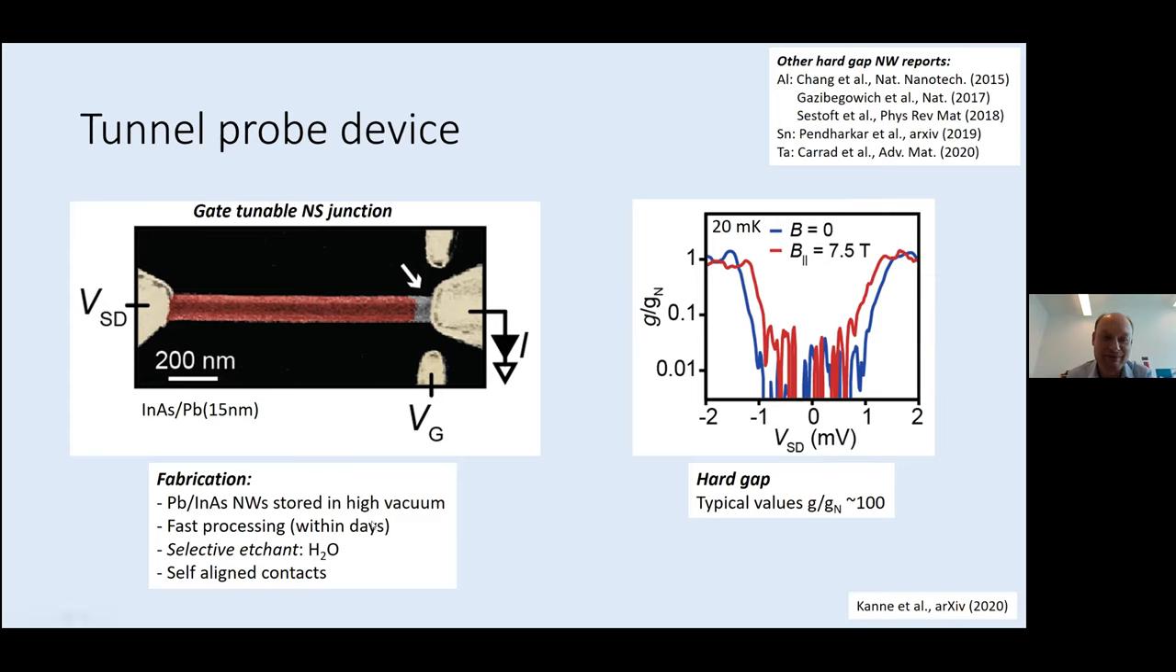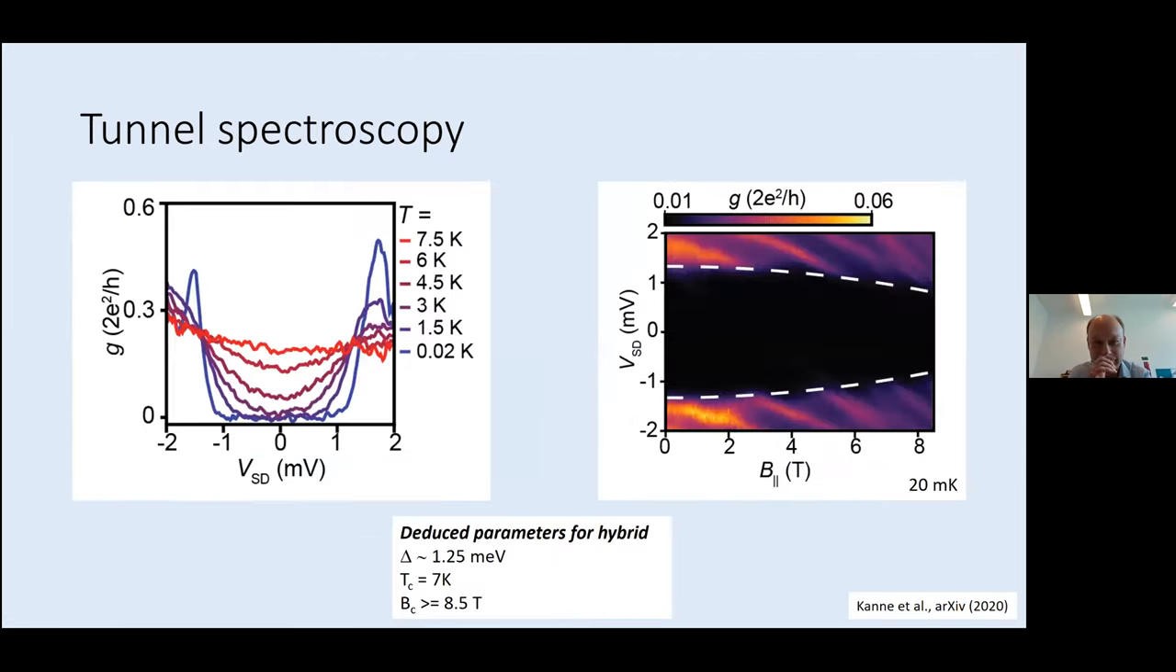And one of the interesting parts is that the selective etchant here for lead is actually water. So you don't need any very aggressive chemical, and you can make these self-aligned junctions here, which is a tunnel probe. The results are shown here to the right, where the conductance versus source drain is given. You can see you develop a gap here in the order of 1 milli-electron volt, and it's also hard in this definition, with a factor of 100 around that.